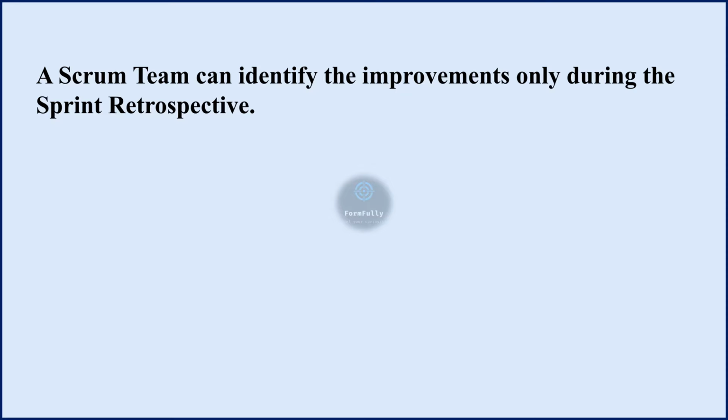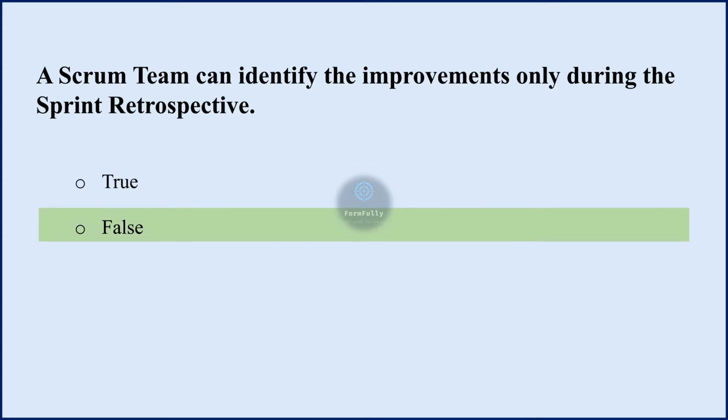Next statement. A Scrum team can identify improvements only during the sprint retrospective. Is this statement true or false? So this statement is false. While the sprint retrospective is a dedicated event in Scrum for inspecting and adapting the team's processes, the identification of improvement is not limited to this event only.